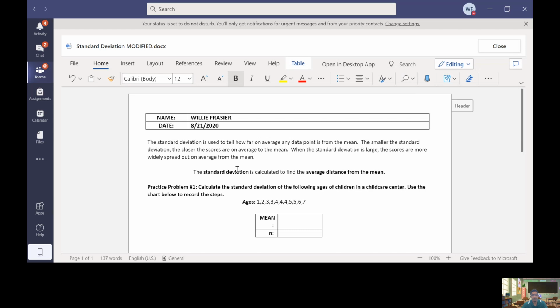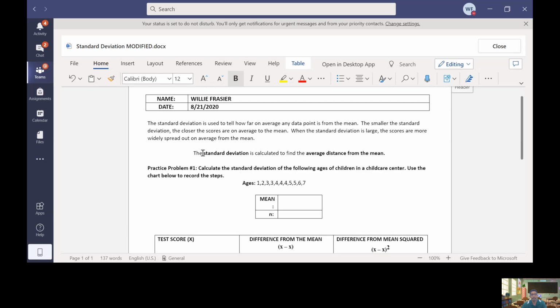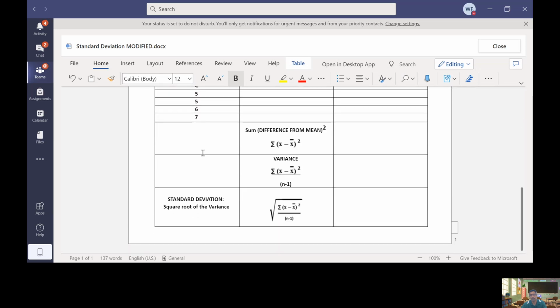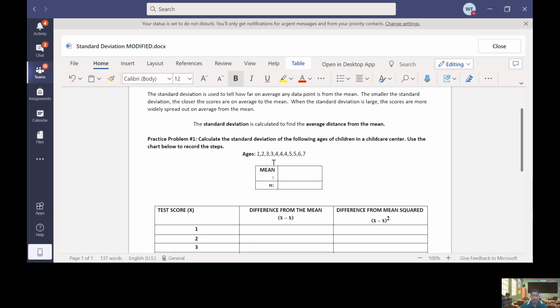8/21/2020. Okay. So what we're going to do is look at this problem right here. We're going to calculate the standard deviation using this worksheet. You will follow along with me as we do this, and I will check to make sure that you have done this. And this is a grade. All right. So the problem is: calculate the standard deviation of the following ages of children in a child care center, and then use the chart below to record the steps.